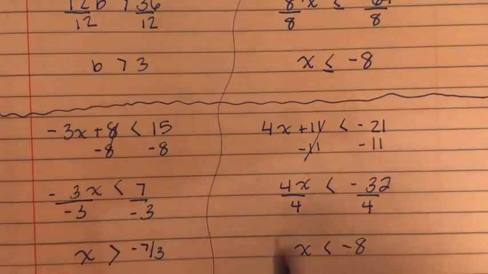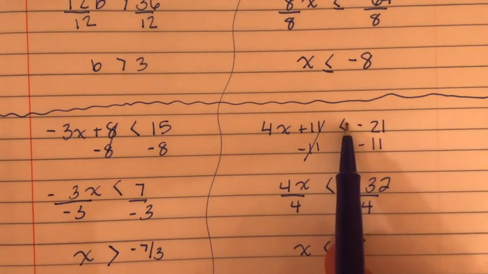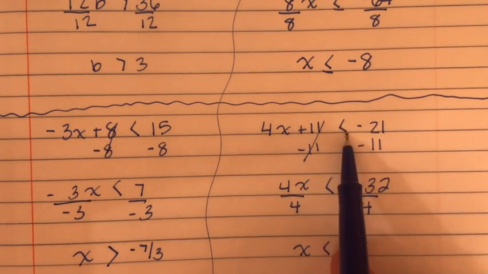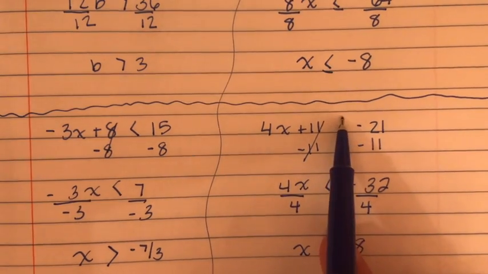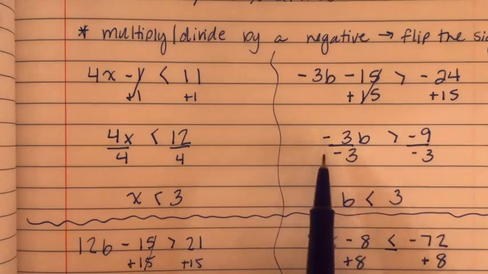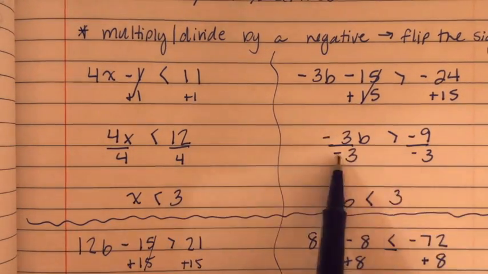So again, the only difference between solving normal equations and solving inequalities is that you have to pay attention to the sign, whether or not it gets to stay the same or when it flips, and it only flips when you divide both sides or multiply both sides by a negative.